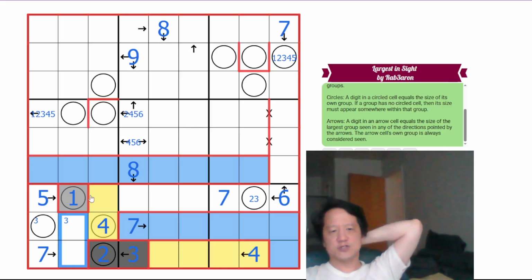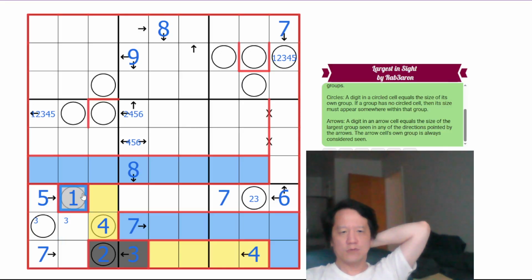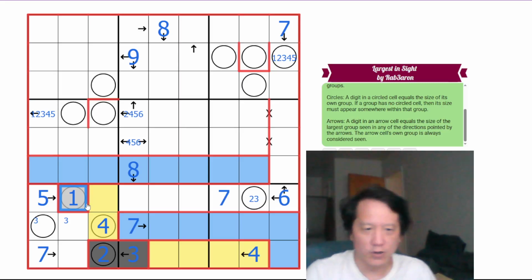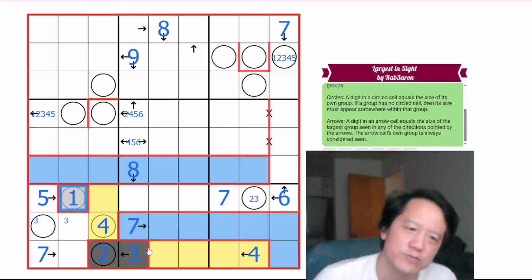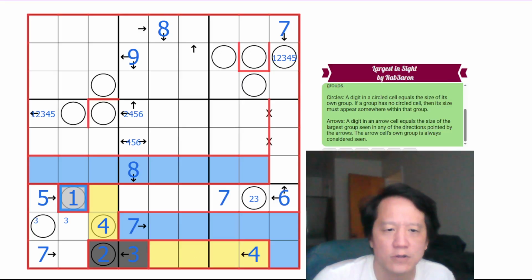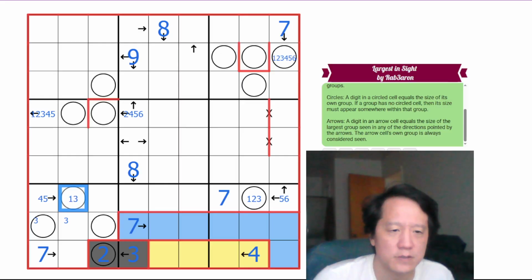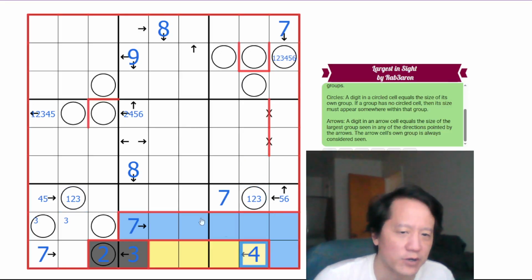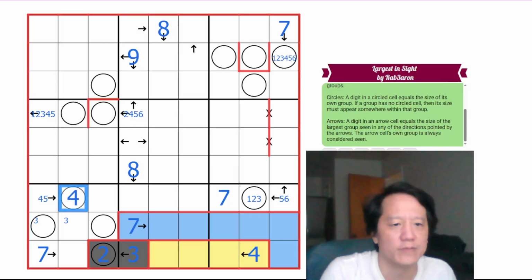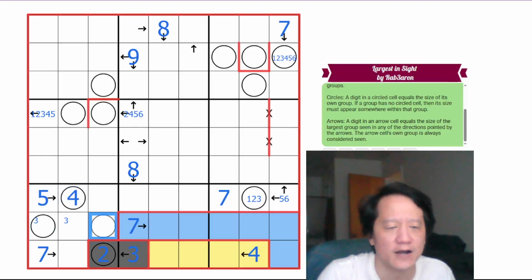Wait, why can't this be 4? Yeah, that might work. I don't know how I got that was 1. Why couldn't it be 4? It could have. So I think we've proven that this can't be 1 then. Well, that's interesting. How did we know that's not 4? Oh, because I think I took that number here. So this has to be 4 here. Okay, that makes sense. This is 5.